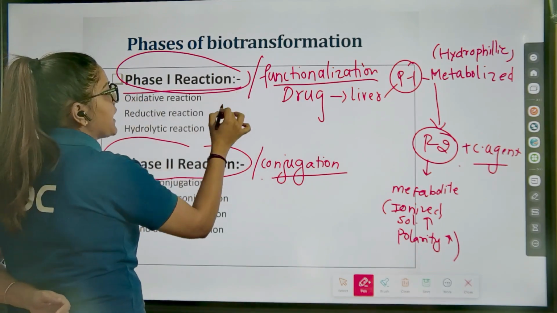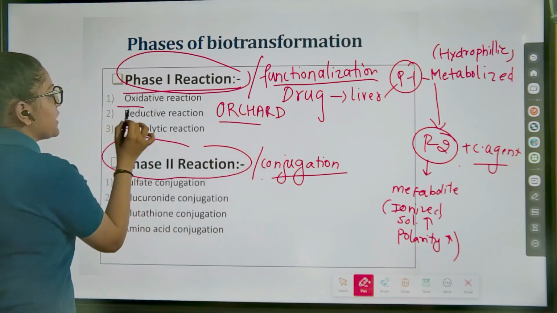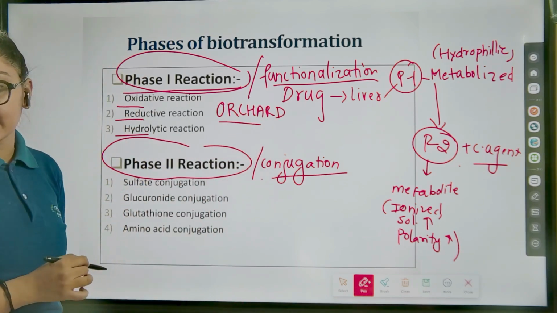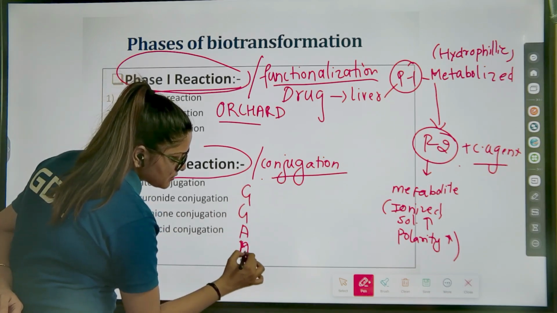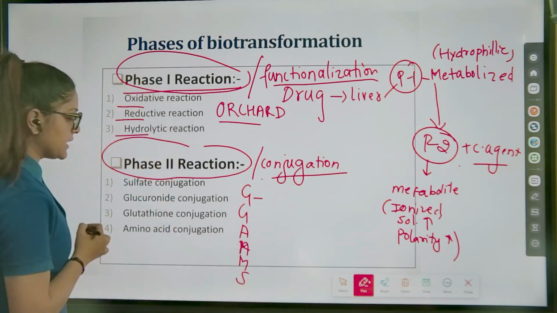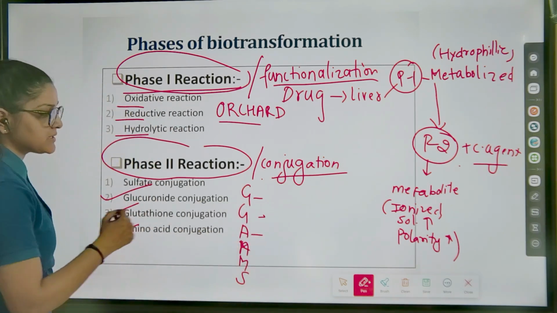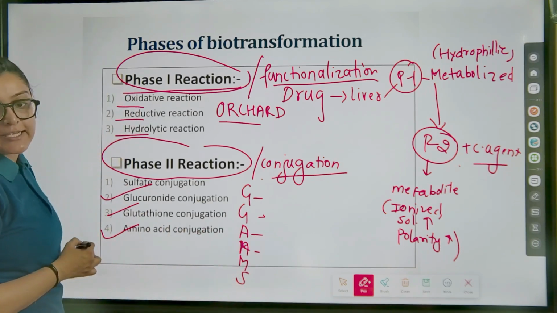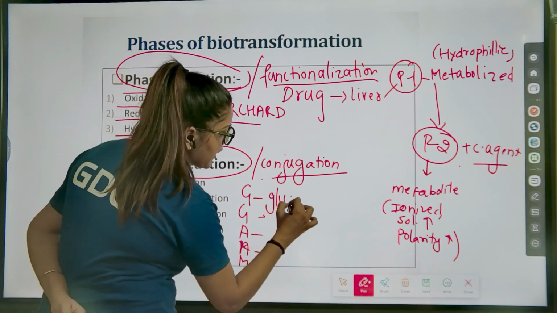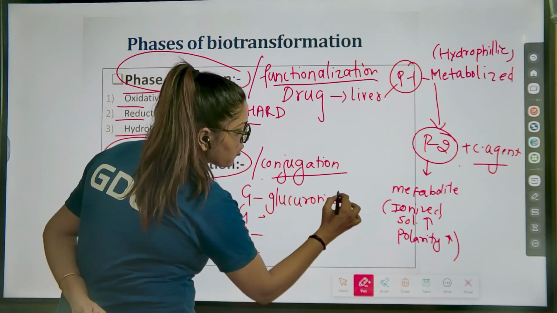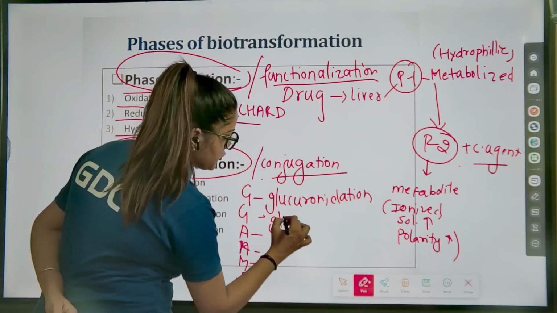So in the phase 1 reaction, remember ORCH, right? We have oxidation, reduction, hydrolysis and cyclization reactions. In the phase 2 reaction, remember GAMS. We have glutathione conjugation, glucuronide conjugation, amino acid conjugation, acetylation, methylation and sulfonation. I'll write it here. We have glucuronidation. These are all based on what kind of conjugating agent is going to bind.